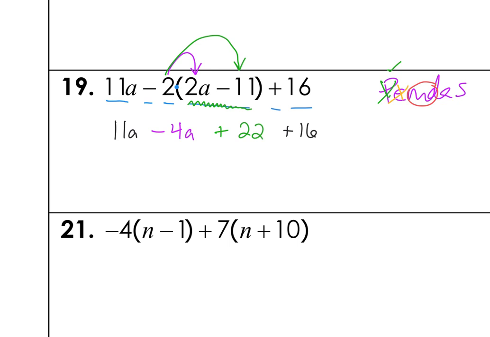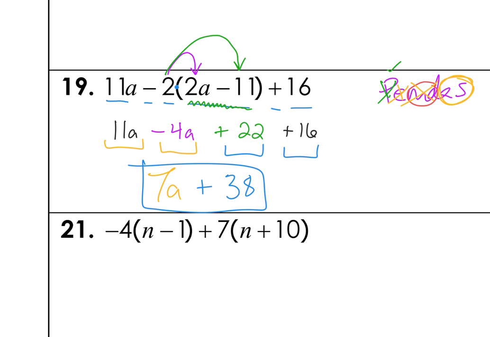Now, what do we got? We have 11a minus 4a plus 22 plus 16. So really, way over here, we're done with multiplying and dividing. We're going to do adding and subtracting. So 11a minus 4a is 7a, and 22 plus 16 is 38. We're done, just like that.